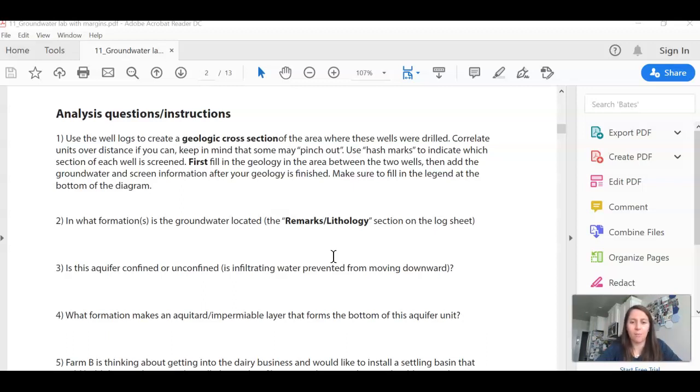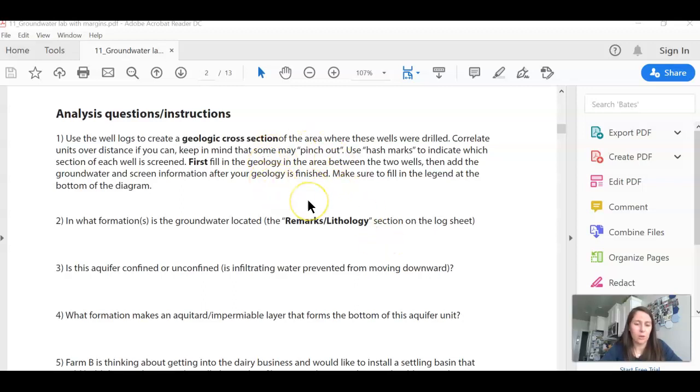Keep in mind that some may pinch out, meaning they might appear in one of the locations but not in the other. They might eventually pinch out before they get to this location. Okay, and you'll see that. Then it says use hash marks to indicate which section of the well is screened, as you'll see. First, fill the geology in the area between 2 wells, then add the groundwater and screen information after your geology is finished, and make sure to fill in the legend at the bottom of the diagram.